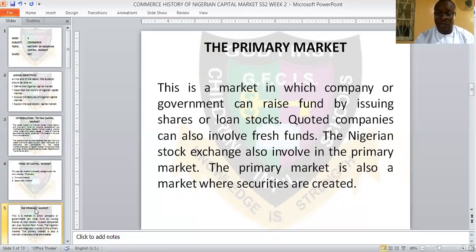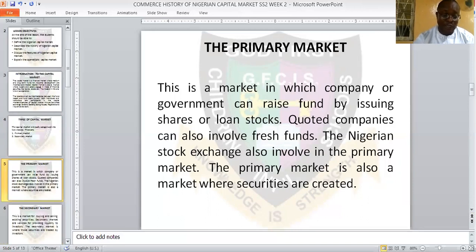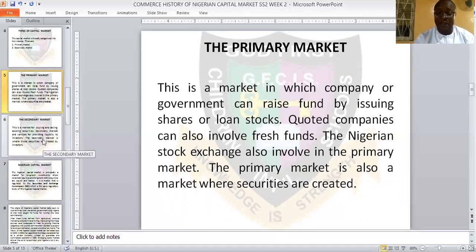This is given to the industrialist or the businessmen. The quoted companies can also raise fresh funds. The Nigerian Stock Exchange is also part of this primary market. The primary market is also a market where securities are created. When we are talking about securities, we are talking about shares, stocks, and bonds. This is a market whereby all these need to be created. So that is the primary market.